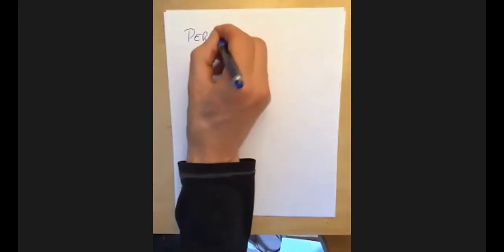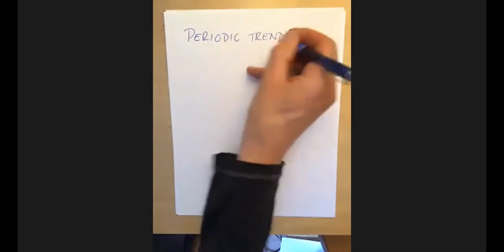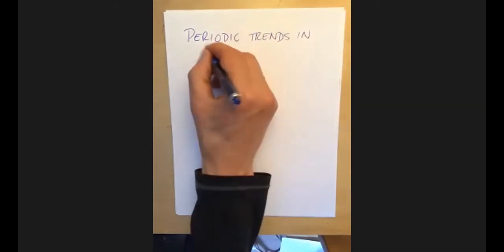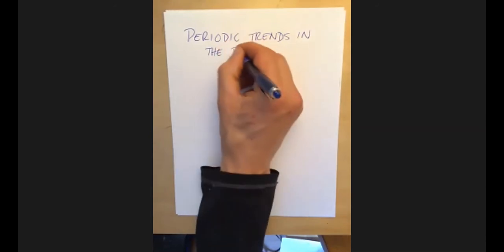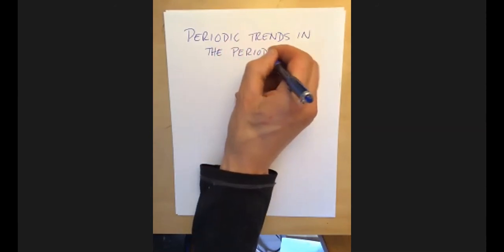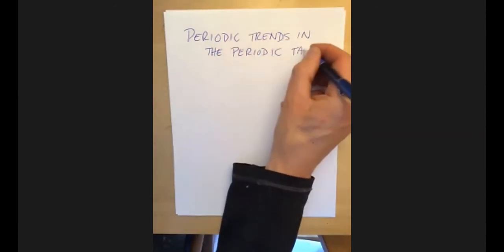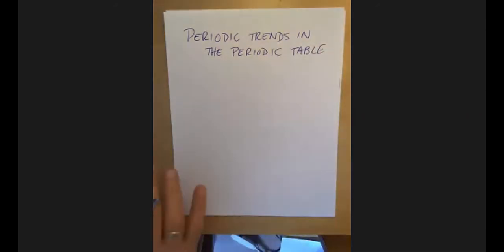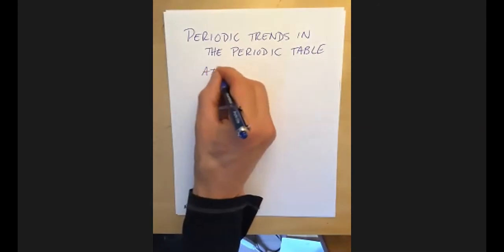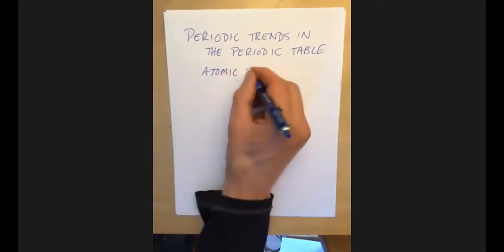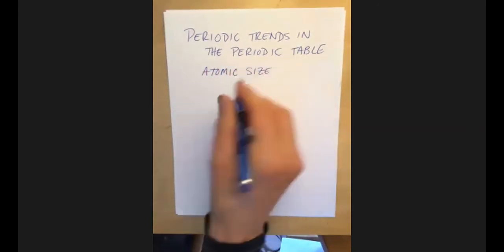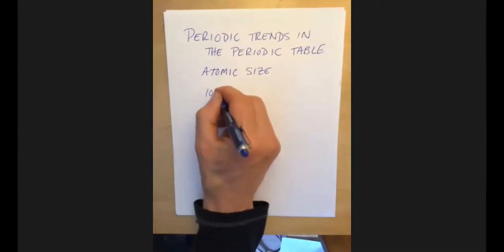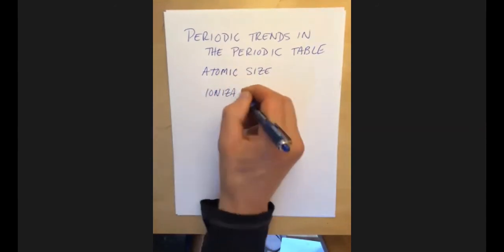And so we're going to look at periodic trends in the periodic table. And the ones we're going to specifically look at are atomic size. That's the size of the atoms. We're going to look at ionization energy.